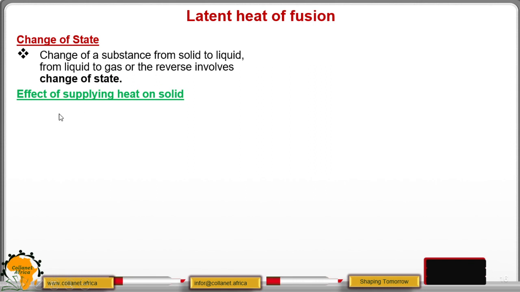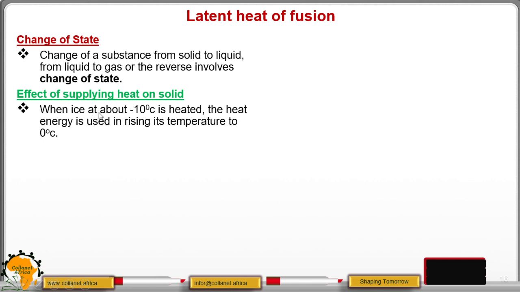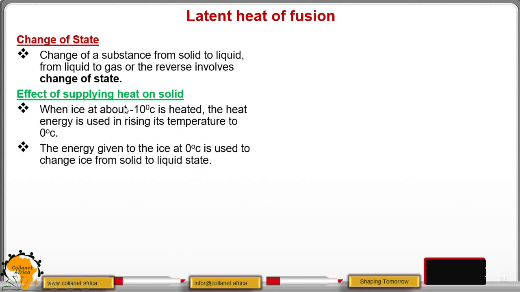Now let us look at the effect of supplying heat on a solid. When we have ice at negative 10 degrees Celsius and this ice is heated, the heat energy is used in raising its temperature to 0 degrees Celsius. In other words, if you have ice at negative 10 degrees Celsius and you supply heat, that heat energy is raising its temperature.